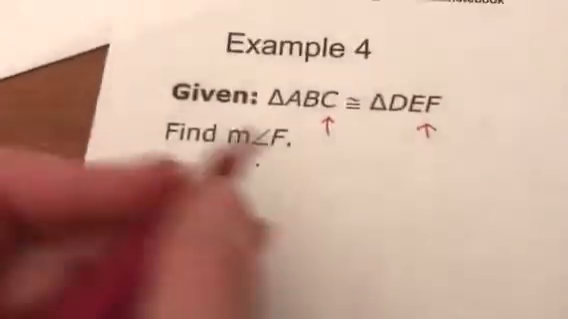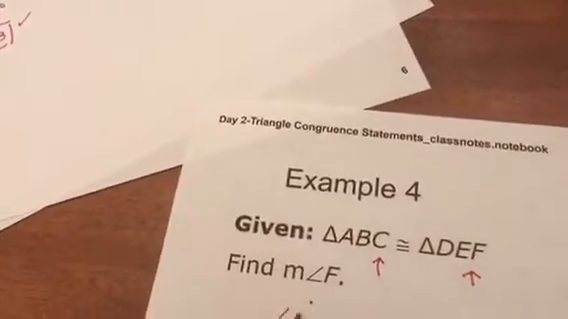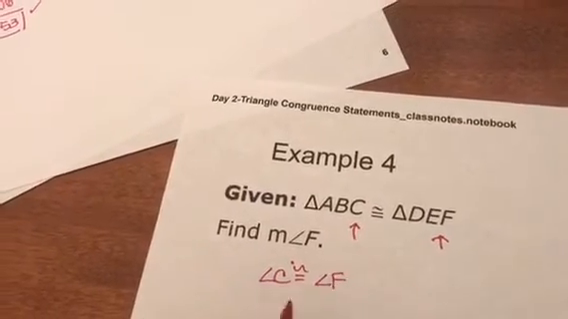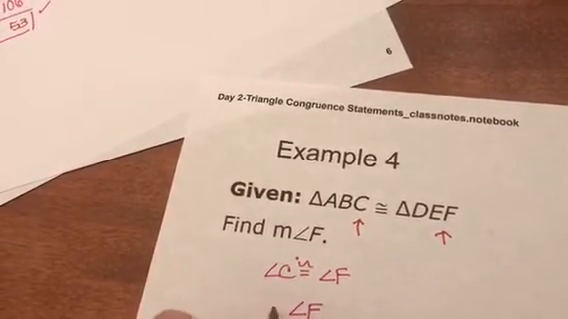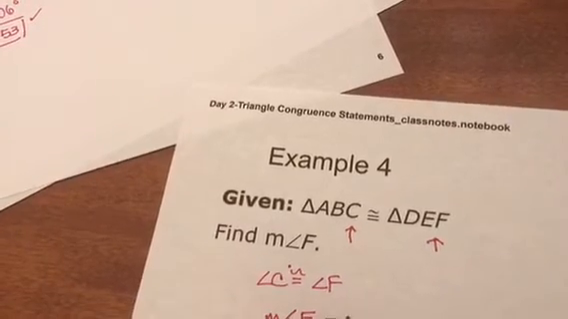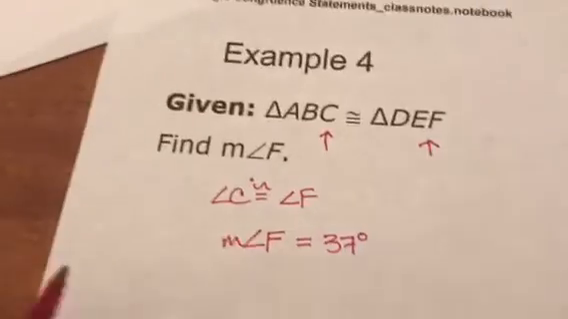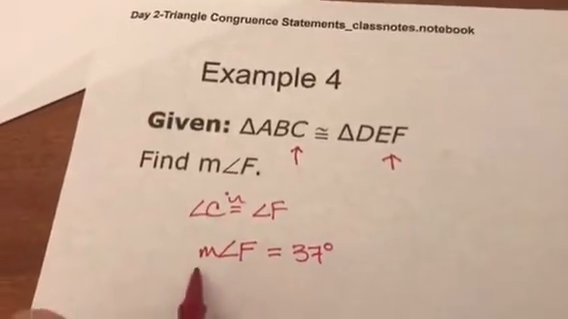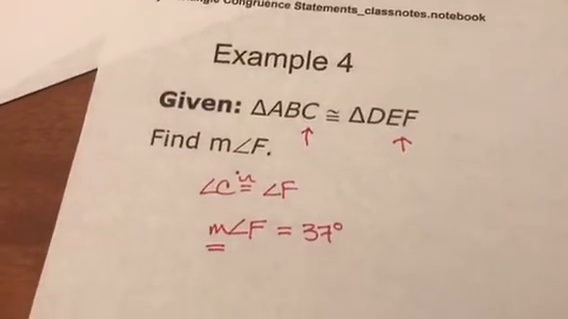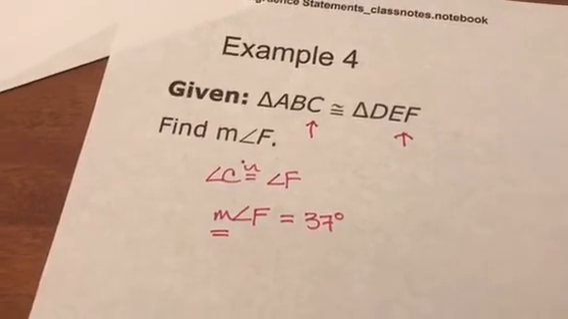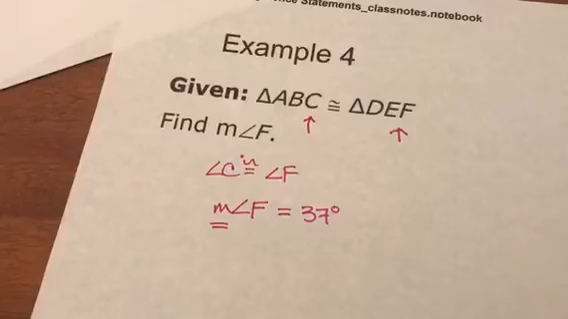So that must mean that angle F, since angle C is congruent to angle F, is equal to 37 degrees. And notice, using correct notation, I have to put the little m there because I'm talking about the actual angle measurement of the angle. So it has to have the measure of angle F is equal to 37 degrees.